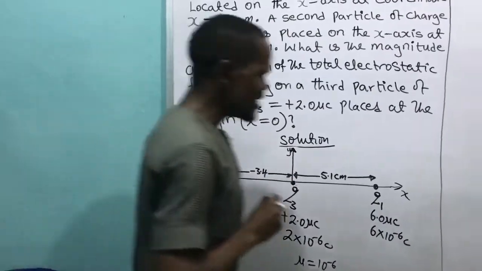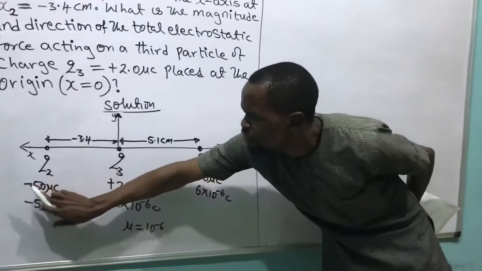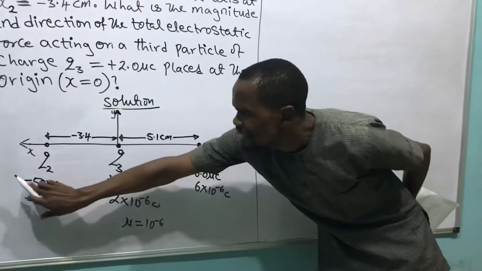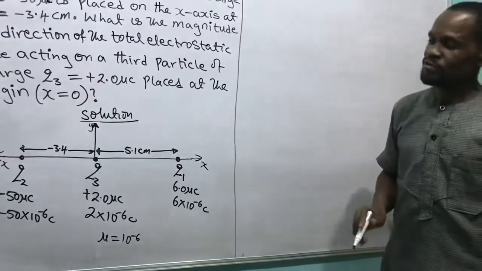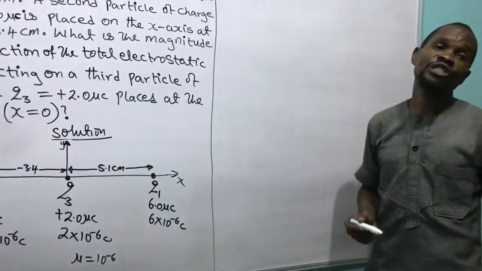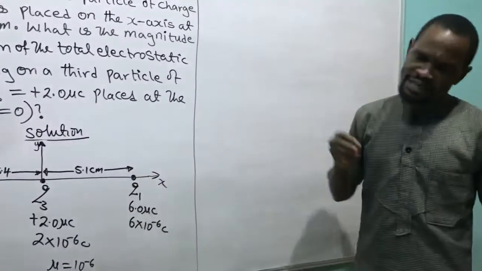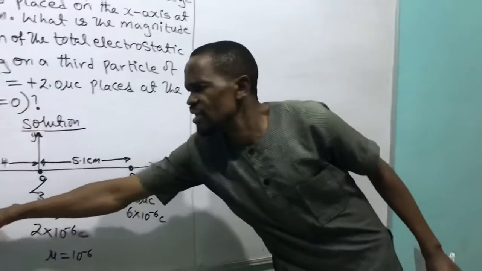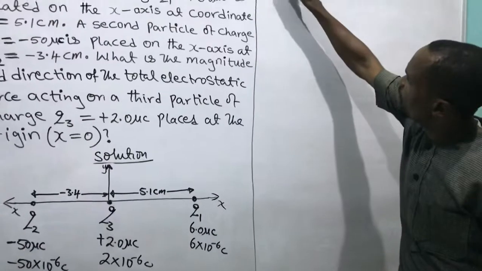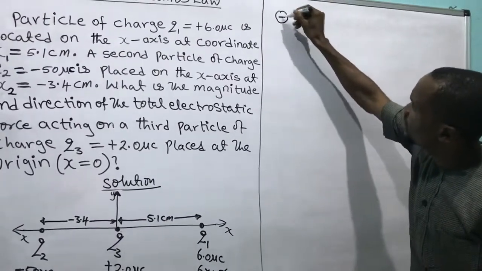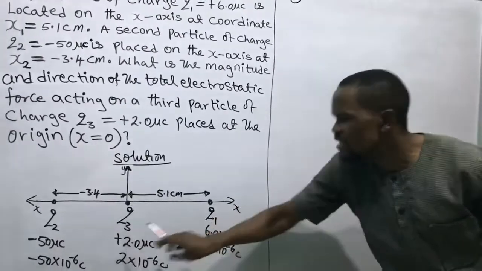Now, let us go to this to clear ourselves. This charge, minus 50 microcoulomb, the minus is an indication that this charge is a negative charge. You remember that charge is a vector quantity, which has magnitude and direction. The negative here is just telling me the direction. The 50 is the magnitude. So what this is telling me is that this charge here is a negative charge, and this plus here is telling me that this charge is a positive charge.